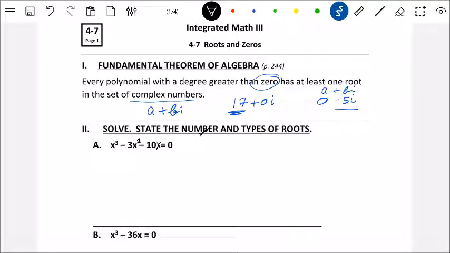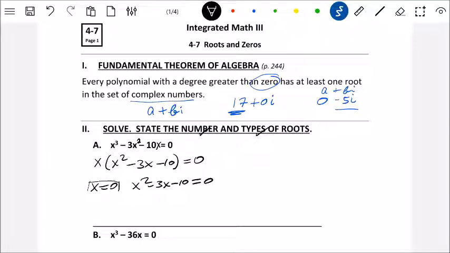We need to state the number and the types of roots. Well, we can do that in a number of ways, but I have found that the easiest way is just go ahead and solve it. So when I look at this, I see that there's a coefficient I can take out, and that's x squared minus 3x minus 10, and that equals 0. So now they each get their separate zeros. x is equal to 0, and x squared minus 3x minus 10 equals 0. So we actually have one of the solutions here, and we have two more to find.